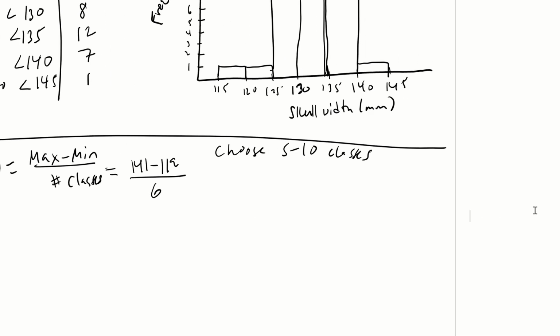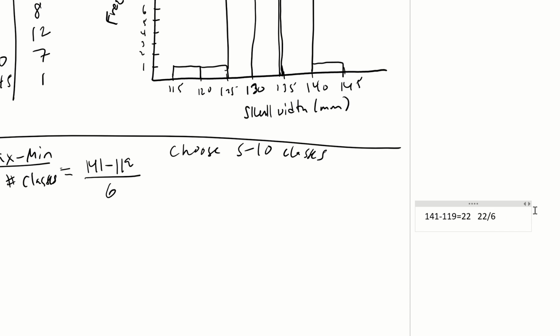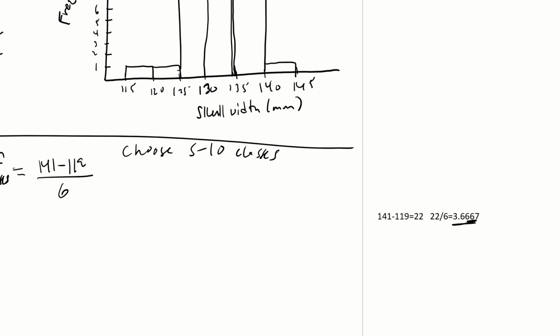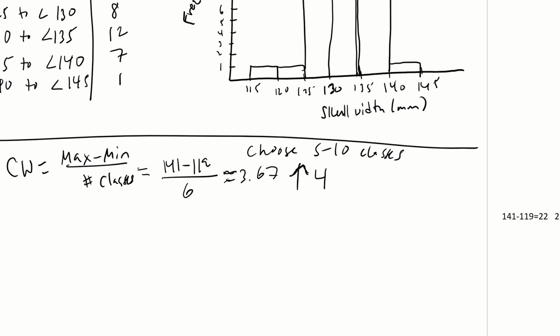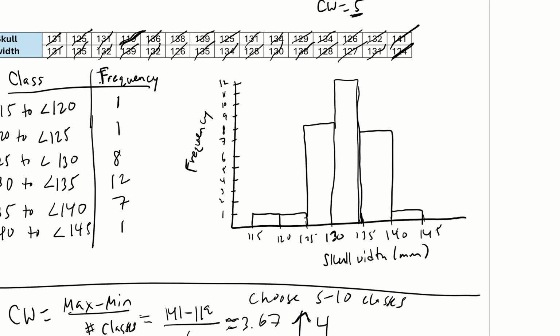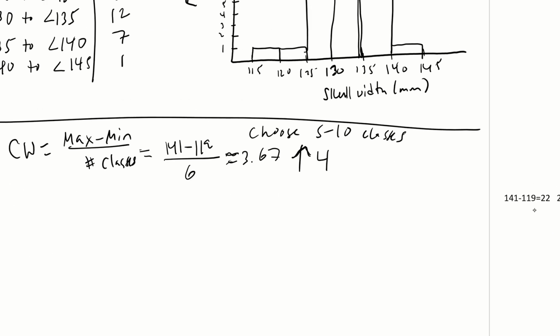So let's see what that is. 141 minus 119. I'm just trying to show you just in case you have the test and they don't tell you what to do. So here you're gonna go 22 divided by 6. This is about 3.67, which you're gonna bump up to 4. You always bump it up, right? So you bump those up to 4, and then you start from your smallest class, or your smallest number.